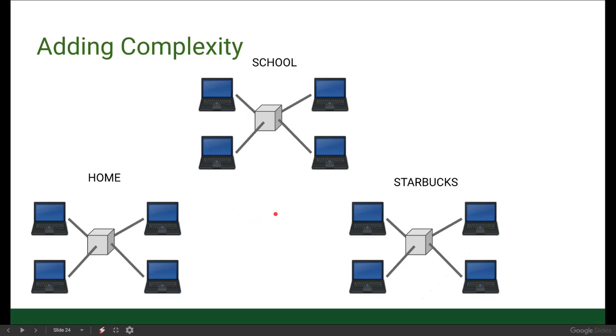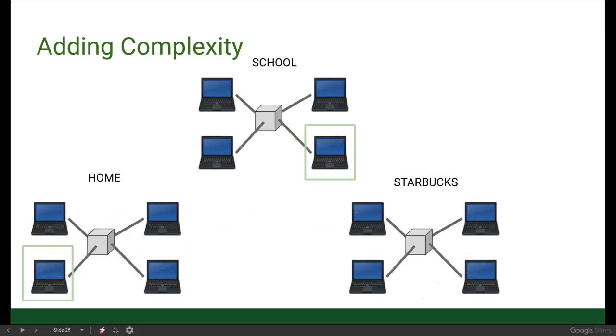Now, as we increase our scale a little bit, we have local networks all over the place. We have our local network at home, we have our local network at school, and we have our local network at, let's say, a Starbucks. Now, how can I connect a computer from my home to a computer at school? Those are in different local networks.